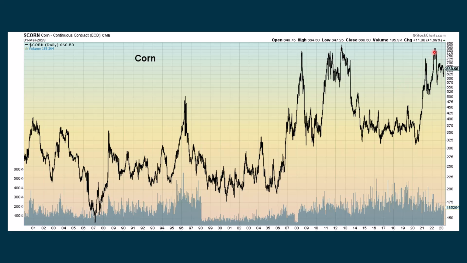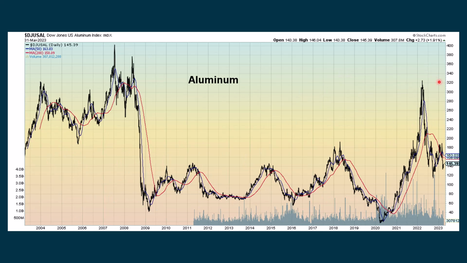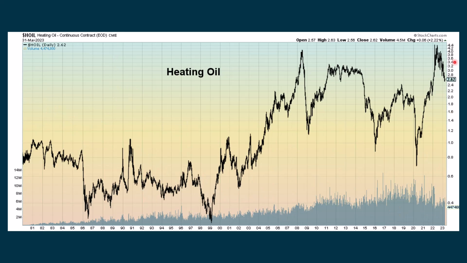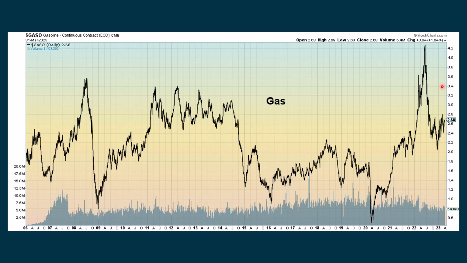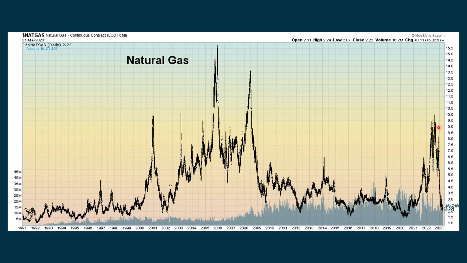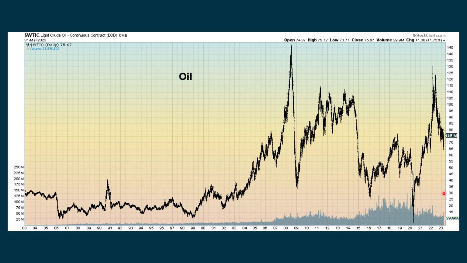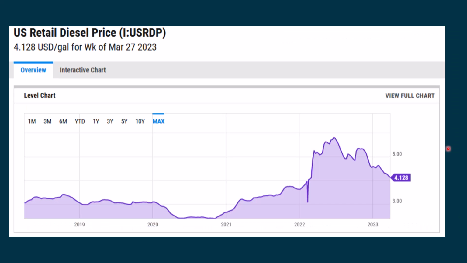Corn, which had really spiked up, has been coming back down. Aluminum has also been falling down a bit. Heating oil has also been retracing, as has gas, even though it's ticked up slightly over the past week. Natural gas, which went all the way up to 10, came down to 2, is bouncing up just a little bit. Oil has kind of been between 75 and 80, where right now we're at 75.67, and earlier in the week we actually dropped below 70.